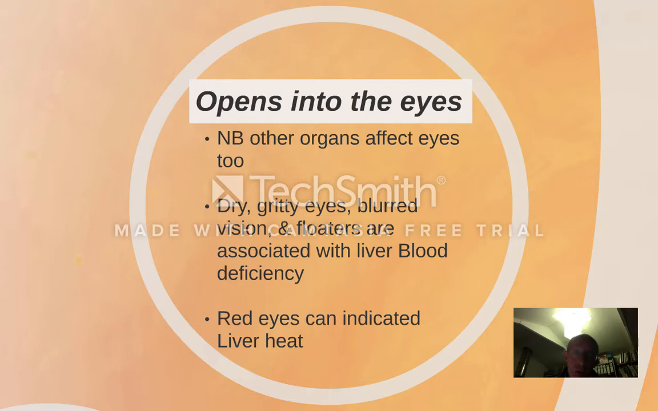The liver also opens into the eyes. Now, it's important to remember that other organs such as the heart affect the eyes, but the liver has a vital role as the organ that opens into the eyes. And particularly, for example, when liver blood is deficient, you might get things like dry or gritty eyes, blurred vision and floaters. These are associated with this condition.